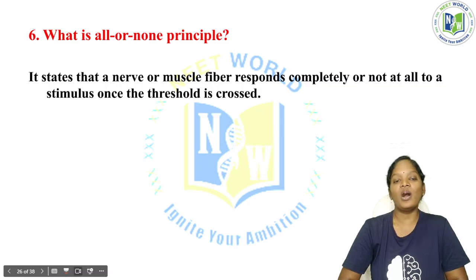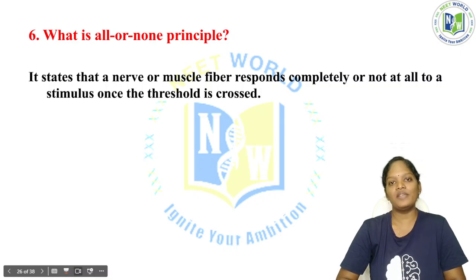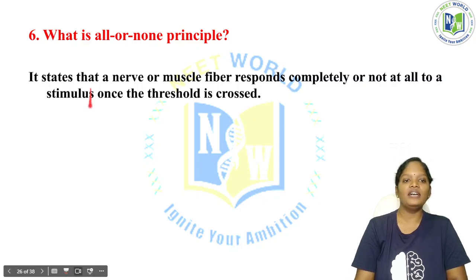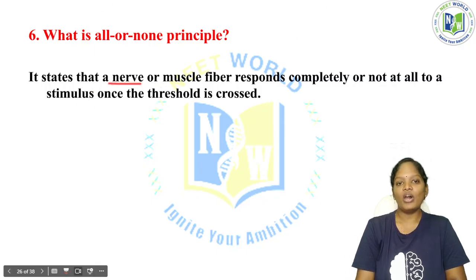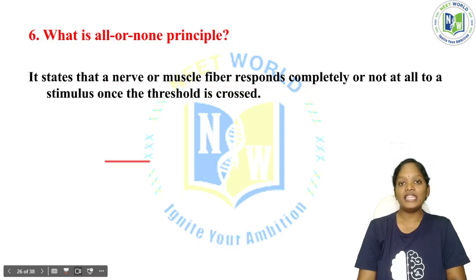And what is the all or none principle? This is a very important question. It states that a nerve or a muscle fiber responds completely if there is a threshold level.